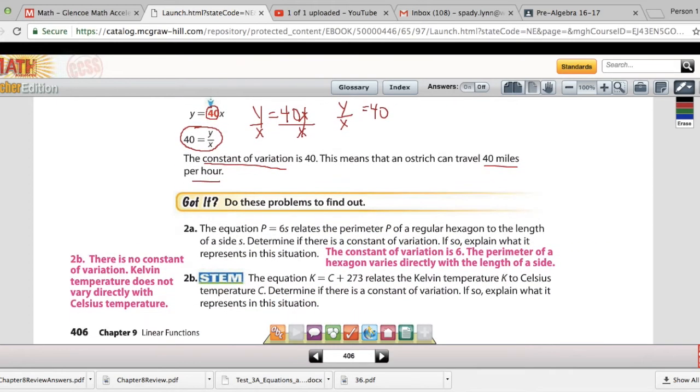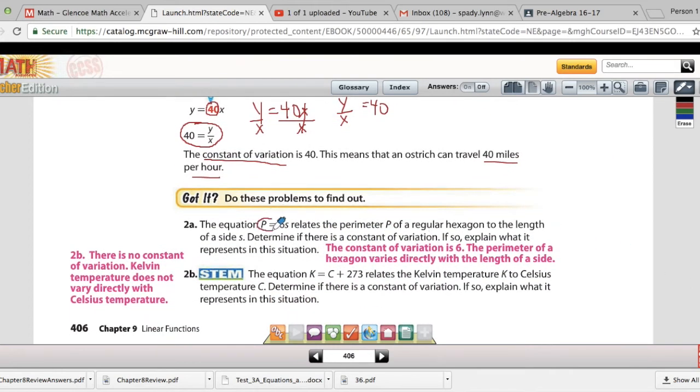For 2a, the equation P equals 6s relates the perimeter of a hexagon to the length of a side. Determine whether or not there's a constant of variation, and if so, explain what it means. Because we can write that as 6 equals P over s, the constant of variation is going to be 6, and what that means is that the perimeter of the hexagon varies directly with the length of a side. Depending on the side length, the perimeter is going to vary directly by a constant of 6 because there are 6 sides on a hexagon.